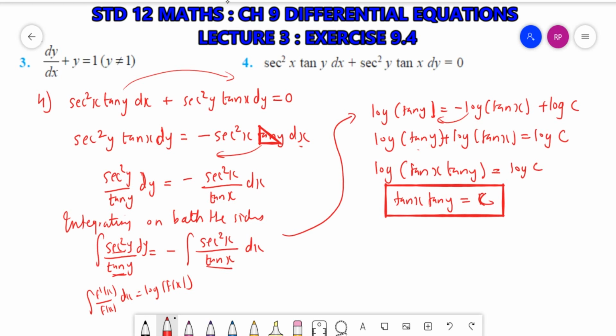What I did first, I just took the term sec square x tan y on the other side, and then I separated the x variable to x and y variable to y. Then integrating on both the sides. So this was about question number 4. So just note it down.